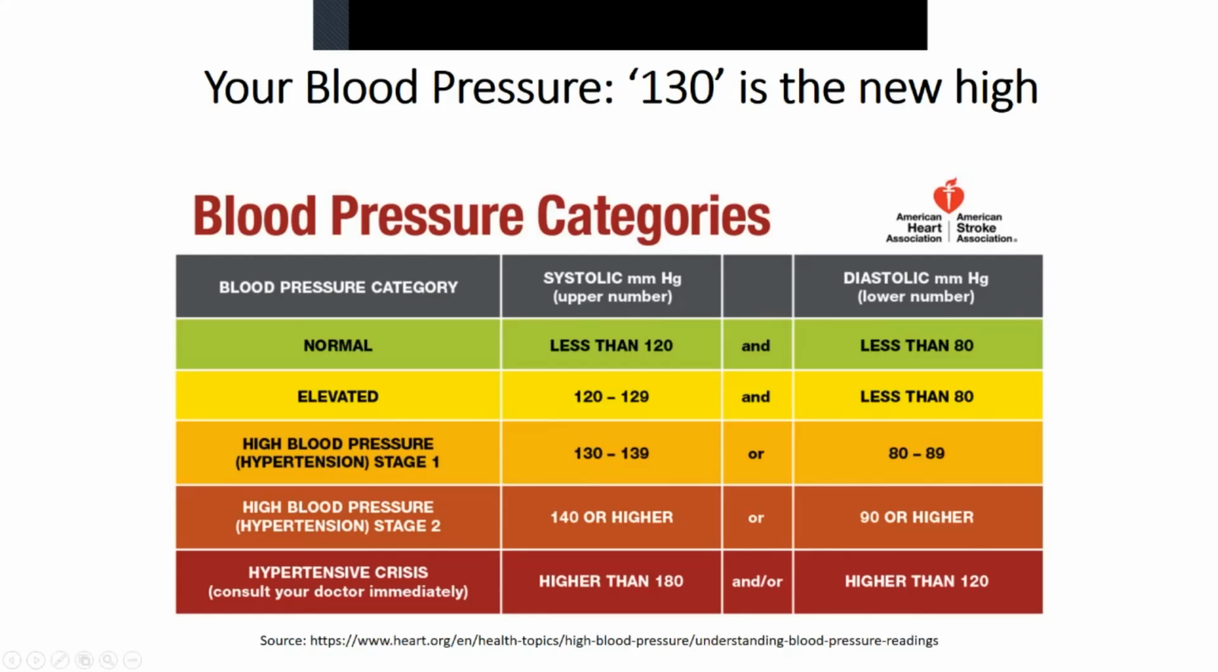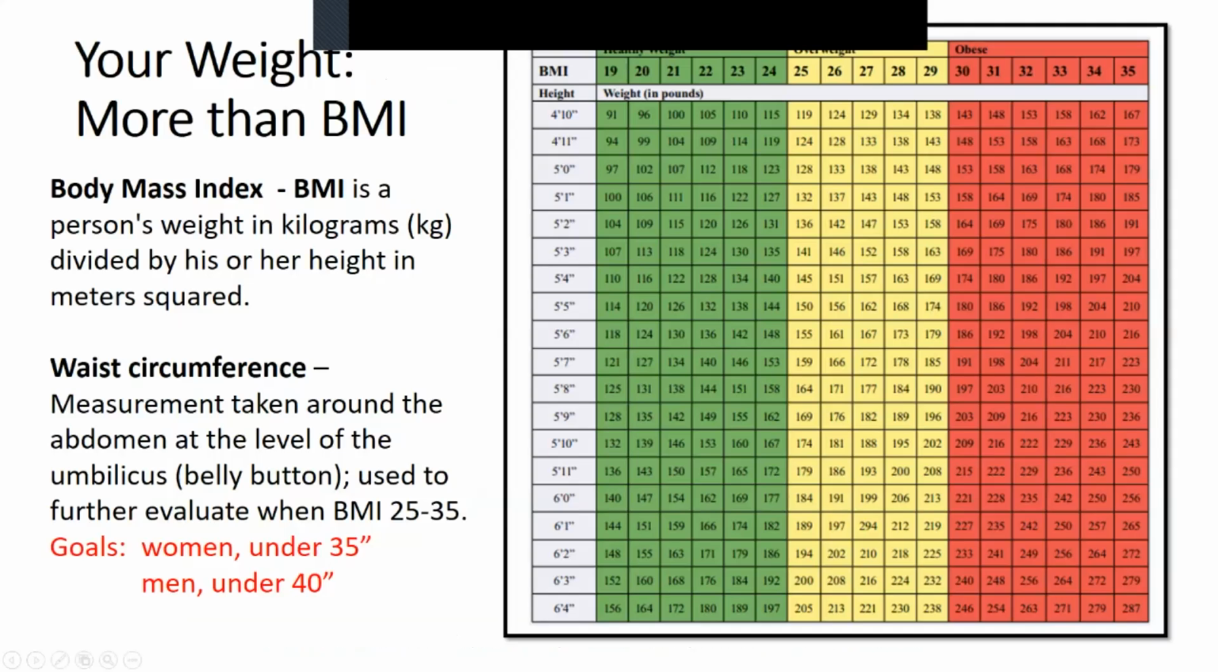So it can be as simple as investing in your own little blood pressure machine that you can get for under $50. And I think with a note from your physician it can be reimbursable with your flex spending account. So if we look at weight, again, more than just BMI, you can use this chart and figure out what your BMI might be. So if you're 5'10" and 188 pounds, your BMI would be 27. So that would put you in the classification of overweight.